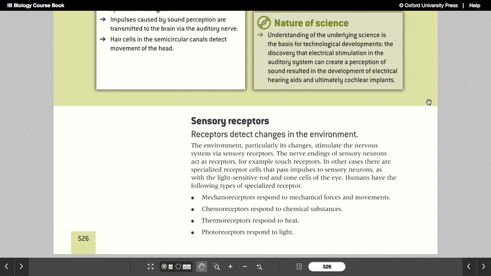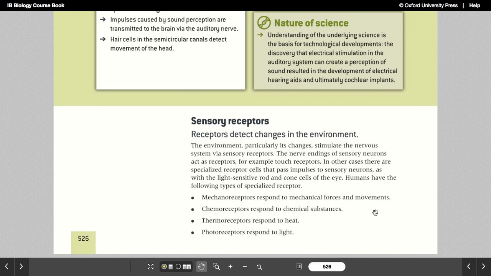In your skin, you have mechanoreceptors, which respond to movement and forces. You would also have mechanoreceptors in your ears to be able to tell you the positioning of your body. You have chemoreceptors, which respond to chemical substances, like in your nose to be able to tell different smells. Thermoreceptors respond to heat, so those will mostly be in your skin as well. Photoreceptors respond to light, those are in your eyes.